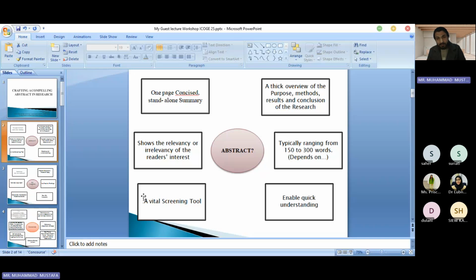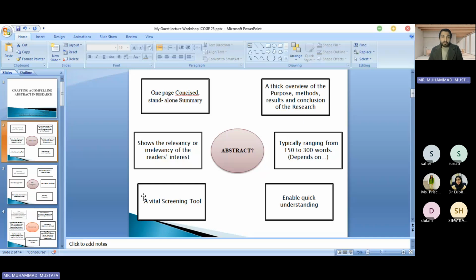Typically, it ranges from 150 to 300 words, but it depends on the type of abstract. Basically, there are a few types of abstract, but mostly it depends on the requirements and demands of the journal, of the conference, or of the university. So in the next slide, we will also try to go through the types of abstract as well.